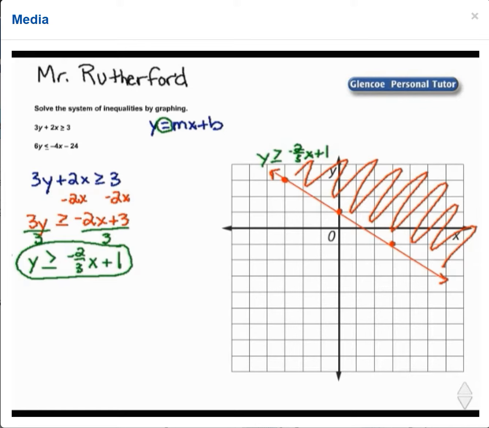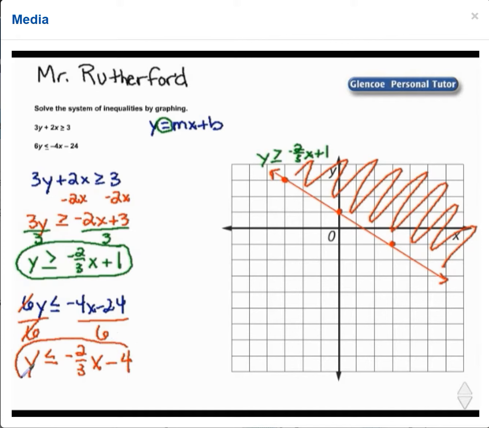Now let's rewrite the second inequality. So in the second inequality we said we had 6y is less than or equal to negative 4x minus 24. So in this case, notice the y and the x are on the correct sides of the inequality. So now all we need to do is to divide both sides of the inequality by the coefficient of y, which is 6. So the 6's will cancel, so we have y is less than or equal to negative 4 over 6, which can be simplified to negative 2/3 x. Negative 24 divided by 6 is negative 4, so we'll have minus 4. So here's our second inequality.